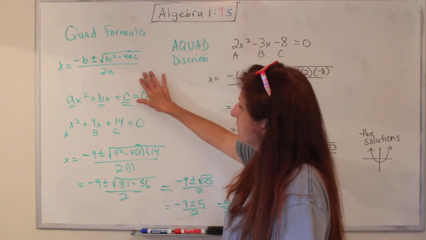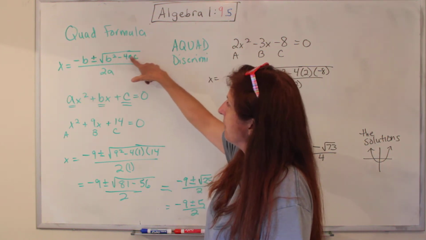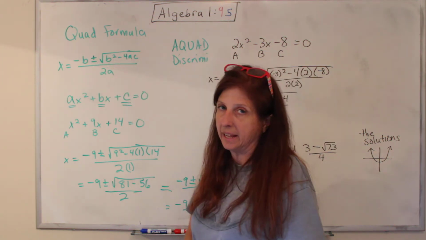So this is the equation. It's negative b plus or minus the square root of b squared minus 4ac over 2a.